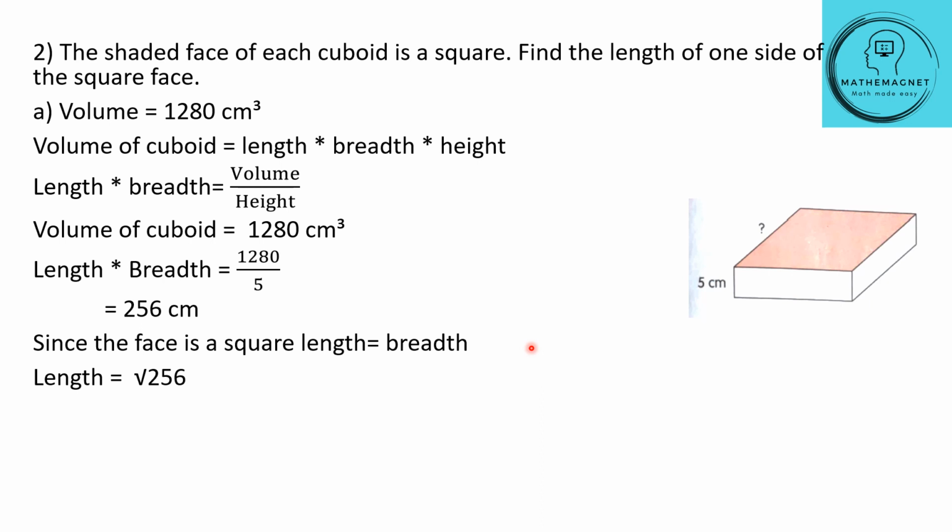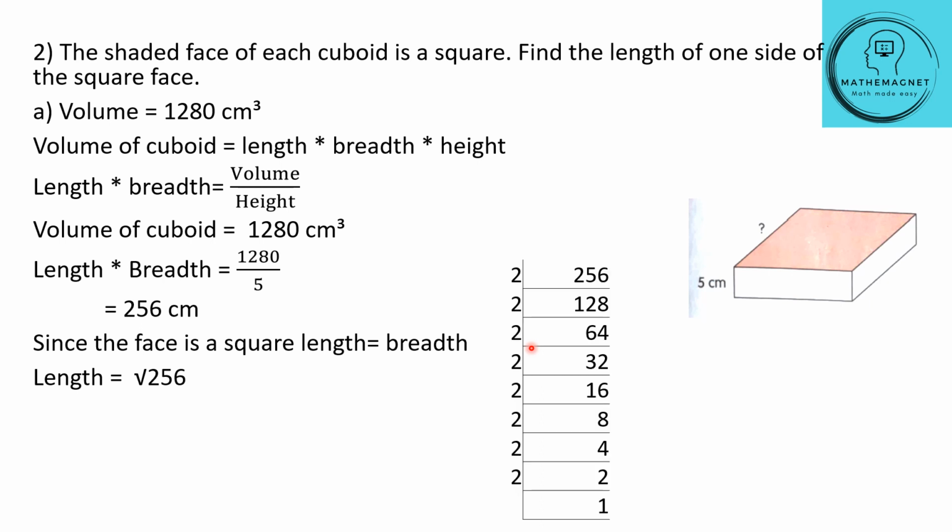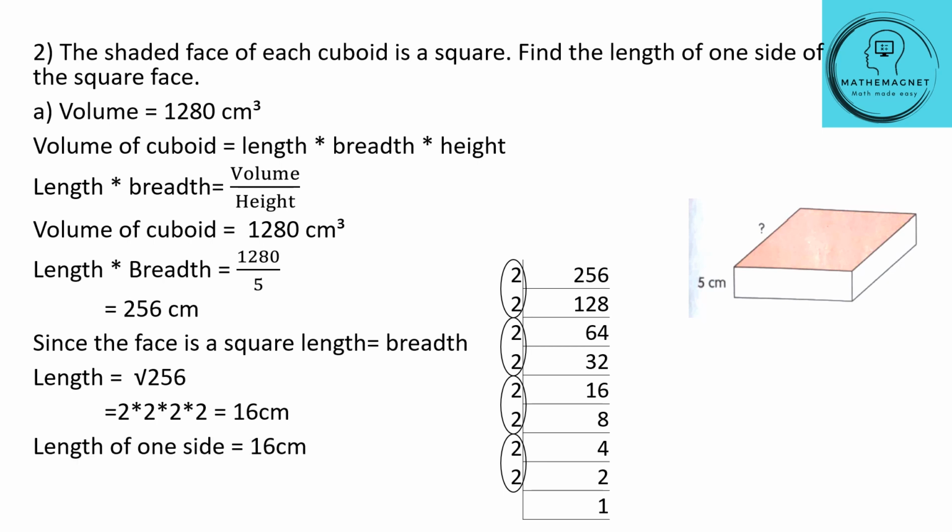To find the square root of 256, we'll use the prime factorization method, and using that we will take groups of repeating numbers. We are finding groups of 2 since we are finding the square root. So groups of 2's of 2 we'll take. So here we will get 2 into 2 into 2 into 2, which is equal to 16 centimeters. So the length of this unknown side of this face is equal to 16 centimeters.